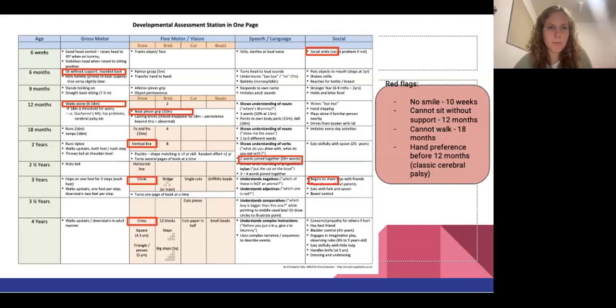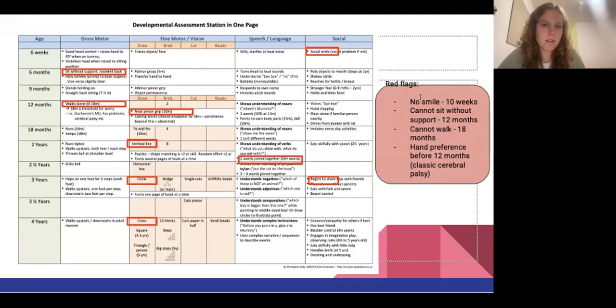So I don't know if you've seen this chart before. It's a bit daunting. You do not need to learn all of it for exams, but it's good to know the key milestones and the red flags for when you refer. So a lot of the gross motor ones are quite important to know, and they do ask about that. So sitting without support at 6 months, standing at 9 months, walking at 12, and running at 18, sort of.